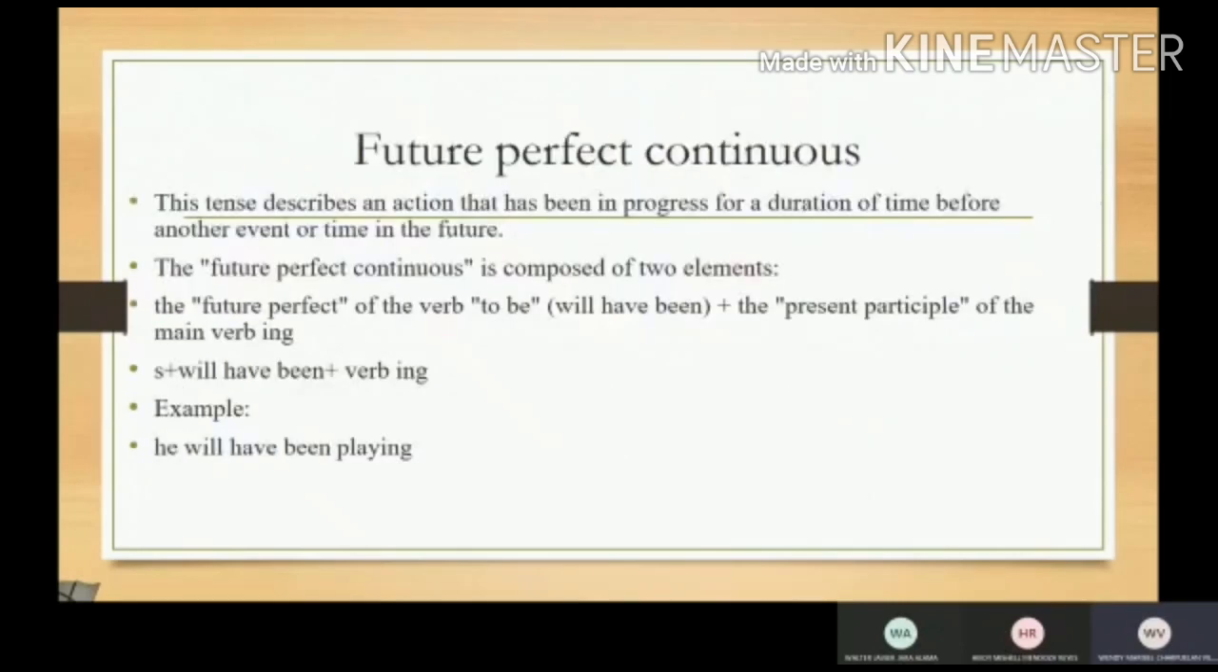Future perfect continuous. This tense describes an action that has been in progress for a duration of time before another event or time in the future. The future perfect continuous is composed of two elements: the future perfect of the verb to be, will have been, plus the present participle of the main verb, verb ing. The structure: subject plus will have been plus verb ing. Example: he will have been playing.